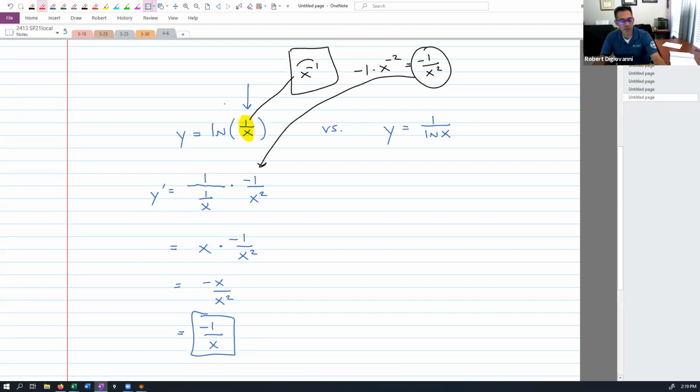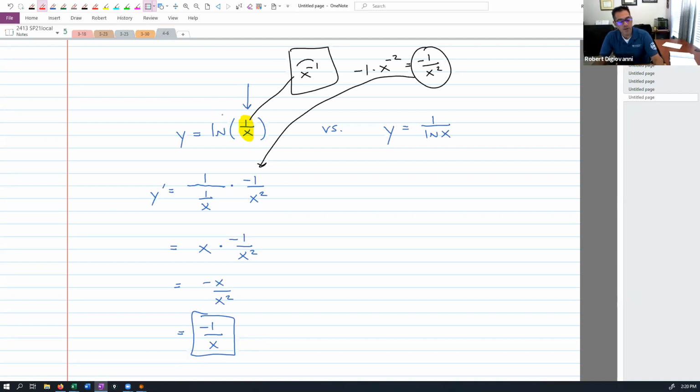I'm going to show you something kind of cool. Will that stay true no matter, like, say that was natural log of like 15 over x, would the answer just be negative 15 over x? That's a good question. Maybe, maybe not.